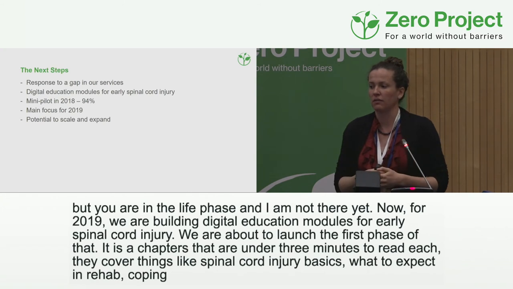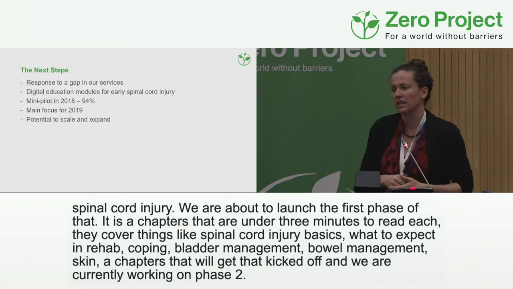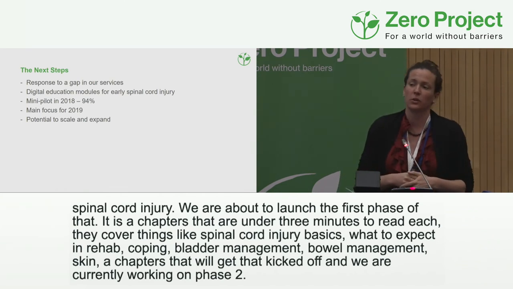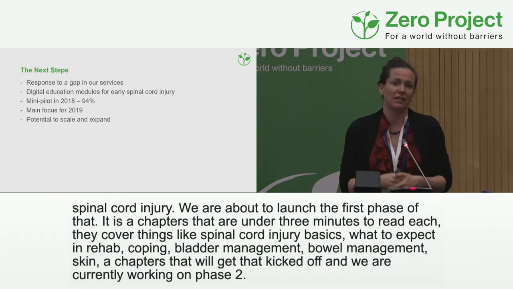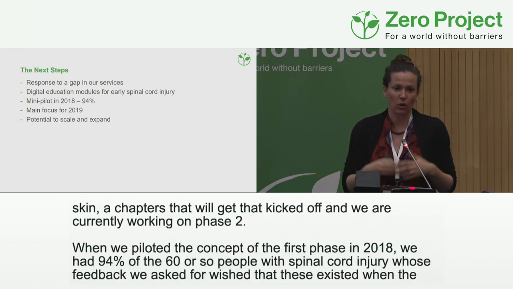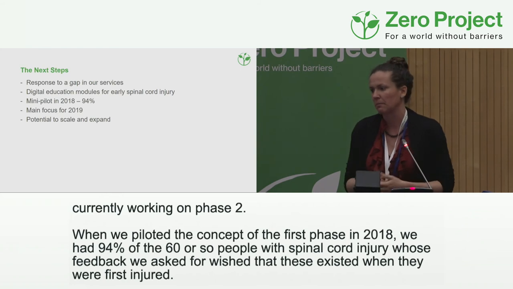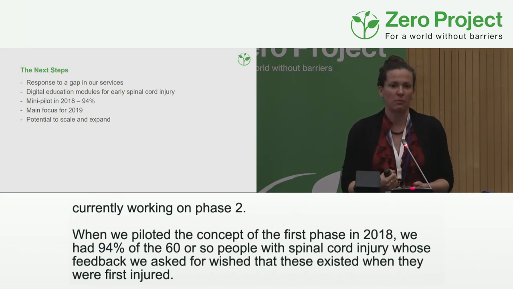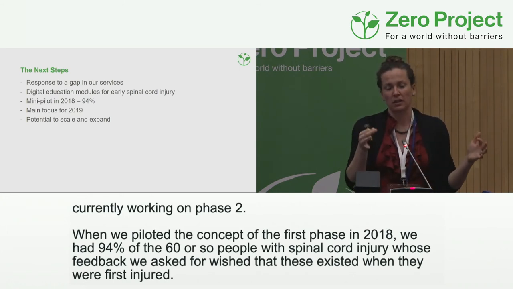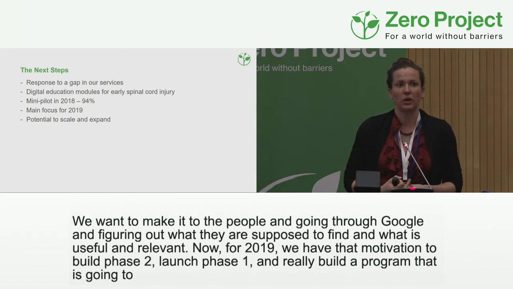And we're currently working on phase 2. When we piloted the concept of the first phase in 2018, we had 94% of the 60 or so people with spinal cord injury whose feedback we asked for wished that these had existed when they were first injured. We want to make it so people aren't going through Google and trying to figure out what they're supposed to find and what's useful, what's relevant. And so now for 2019, we have that motivation to build phase two, to launch phase one, and really build a program that's going to build the stepping stones to the platform we have existing now.